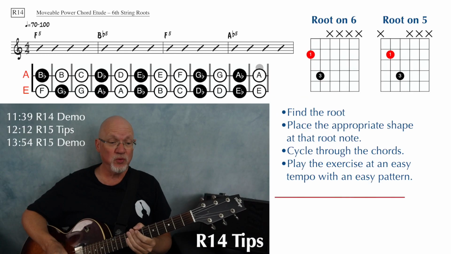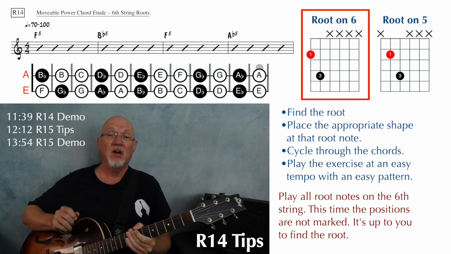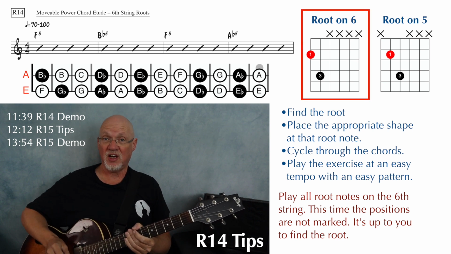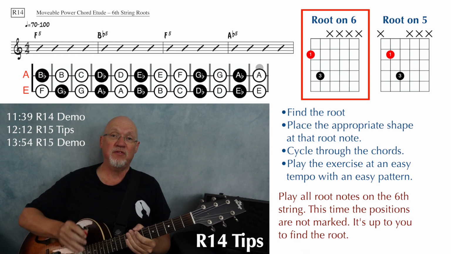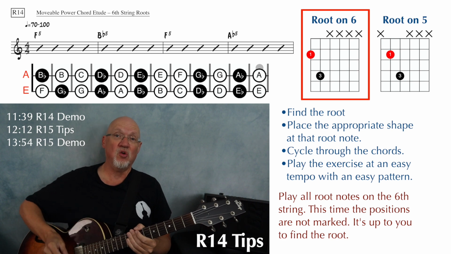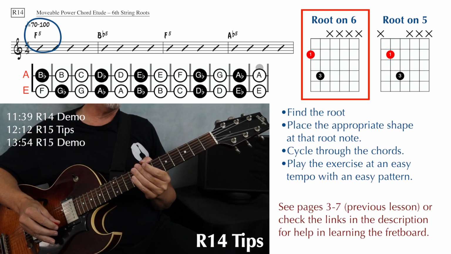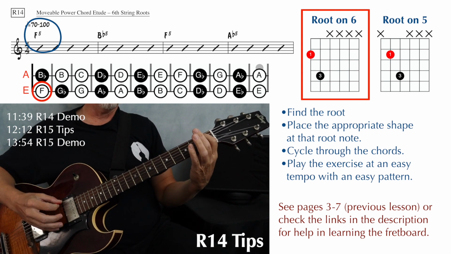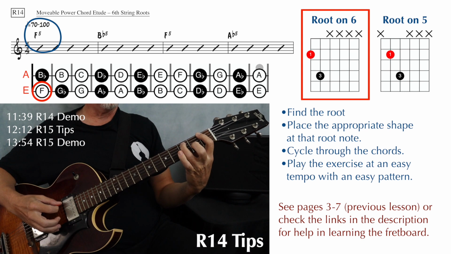In the middle of page 10, we have number R14. This is another power chord etude with the root on the 6th string. This time we do not have the Roman numerals marked. It's up to you to find your root note. So let's find our root notes first and then apply the chords. It begins with an F5, so we need to find an F on the 6th string. That's going to be at the 1st fret, and then you would play your F power chord from there.